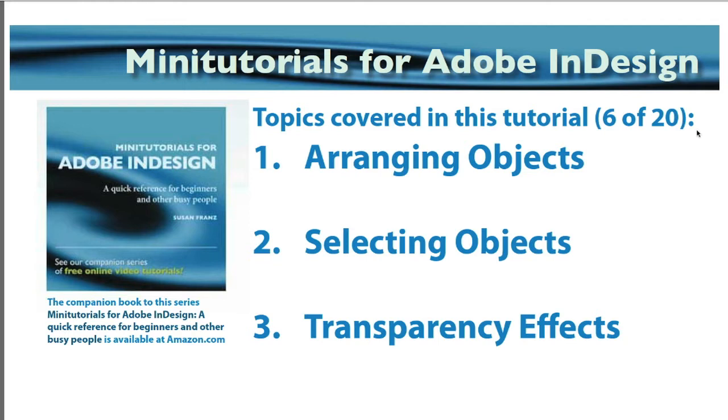Three topics that we're going to cover in this particular tutorial. This is 6 of 20 in the series. We're going to look at arranging objects. We're going to look at selecting objects and some special features there. And then we're also going to look at transparency and blending effects. So let's go ahead and open InDesign.